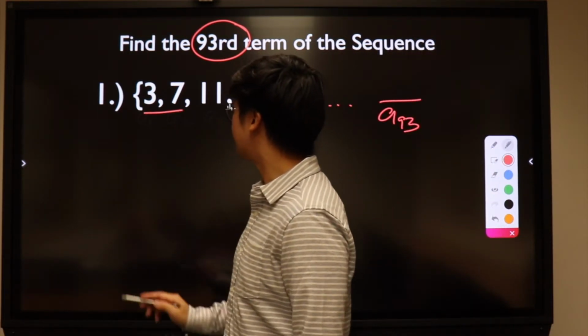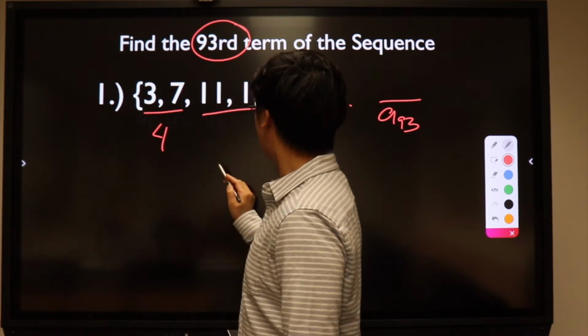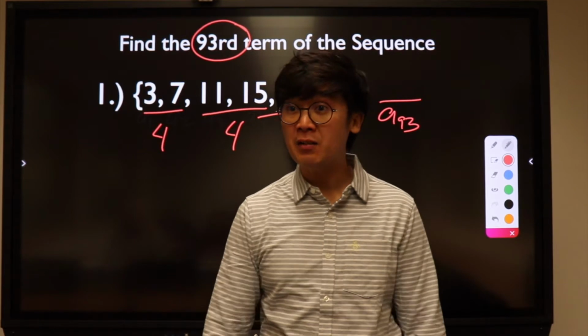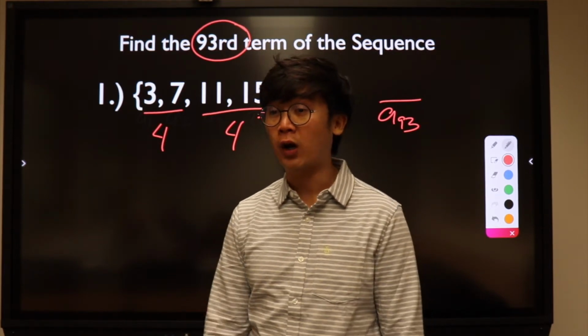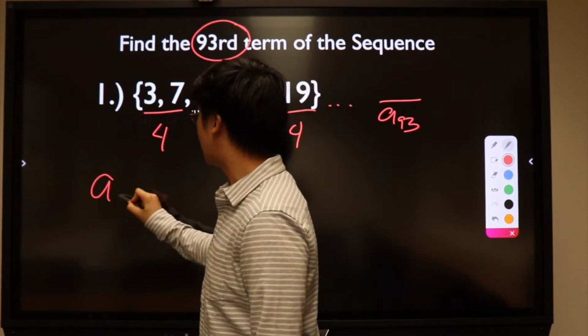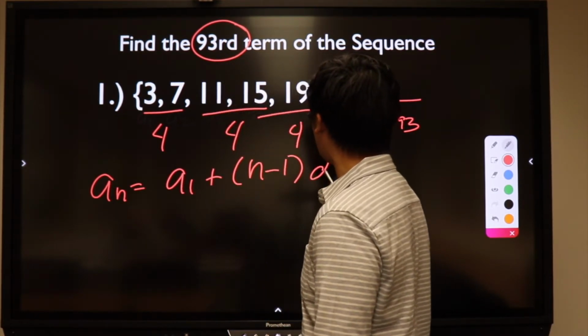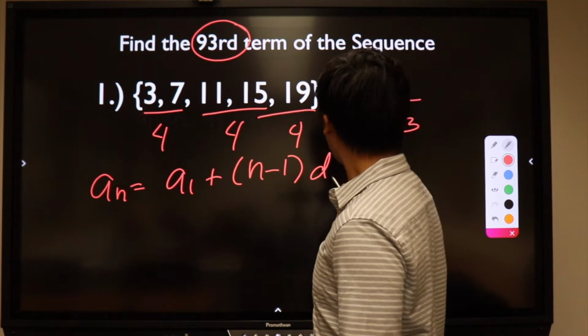7 minus 3? 4. 15 minus 11? 4. And this is also 4. So we know that this is an arithmetic sequence and we have a common difference of 4. So if we're going to use the formula a sub n equals a sub 1 plus n minus 1 times d, we have the common difference.